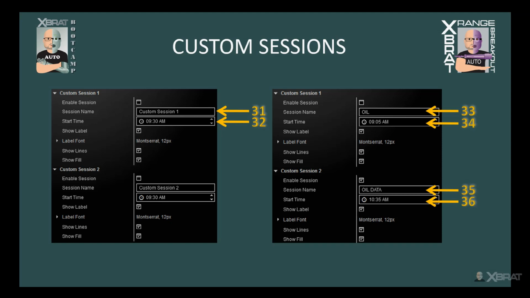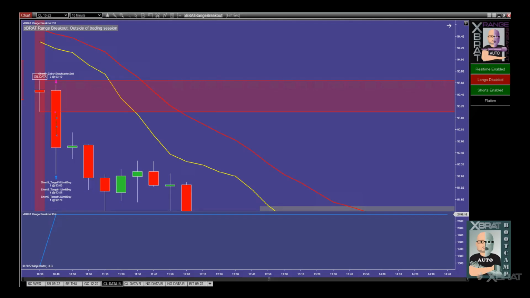You can type in whatever you want for that customization. Just click in there, type it, change the time, make sure that you show the labels, show the lines, show the fill, and you'll be able to, for example, put anything in there as long as you understand what the data point is and you're looking at where the candle closes for that particular data point. So let's move on.